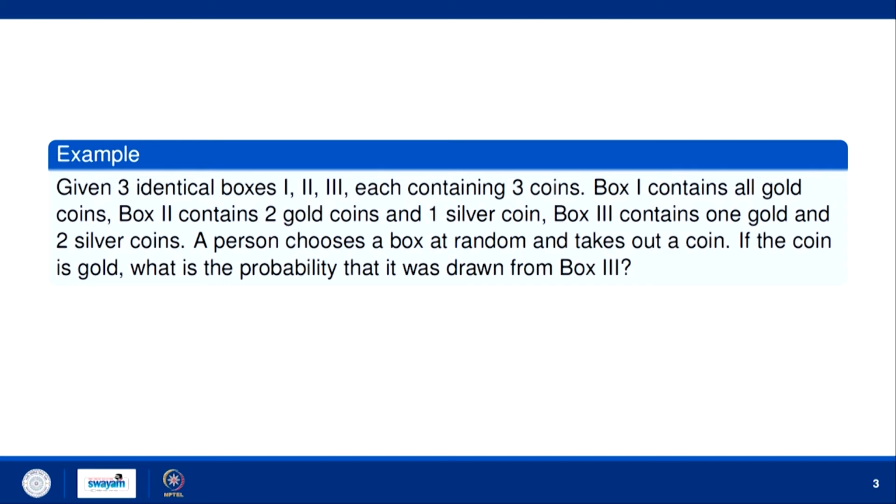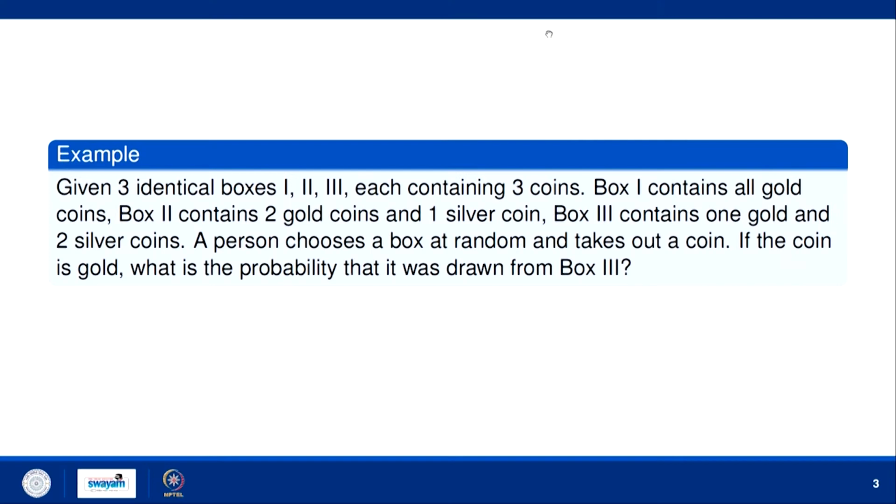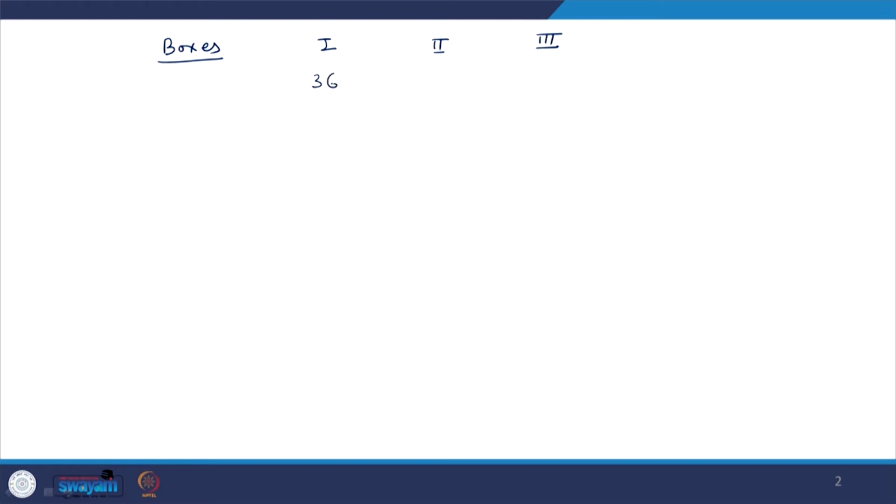So suppose you are having three identical boxes, 1, 2 and 3, each containing 3 coins. Box 1, box 2, box 3, each is having 3 coins. Box 1 contains all gold coins. So that means 3 coins, that means 3 gold. All the 3 gold coins are here.